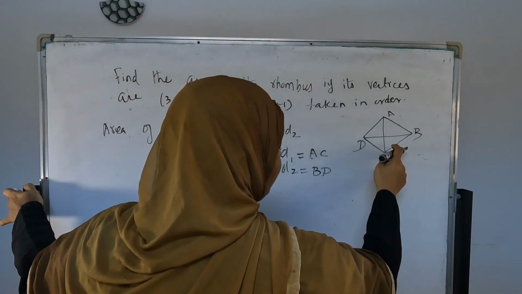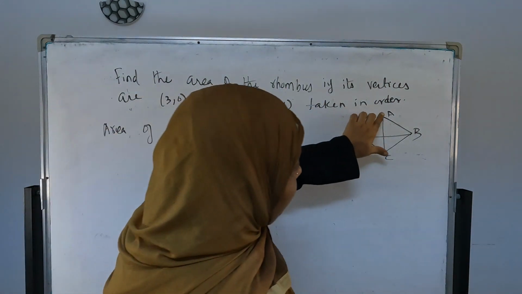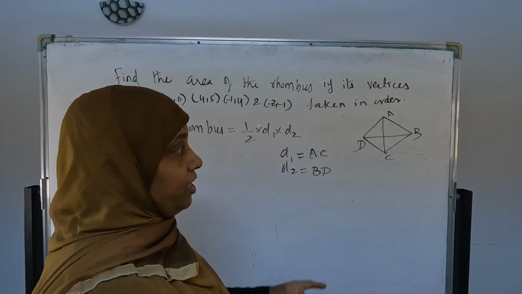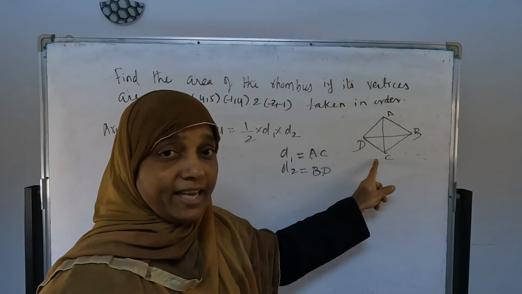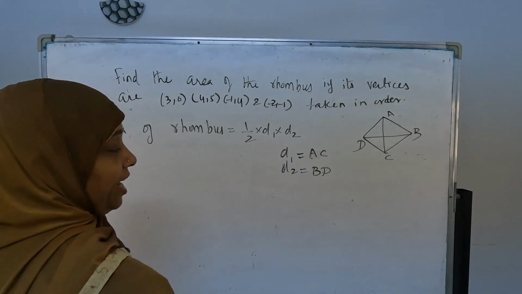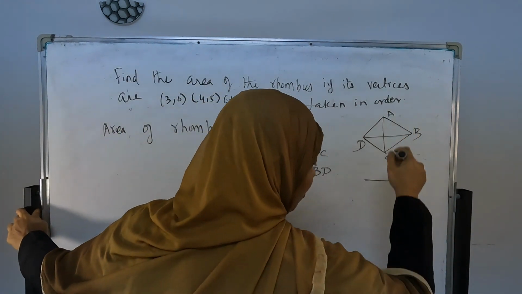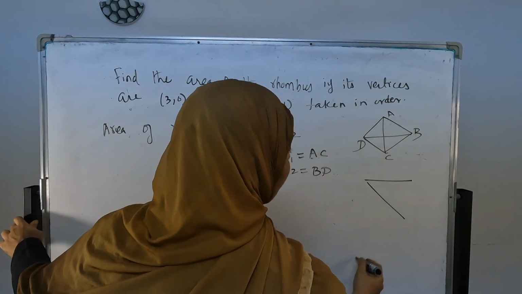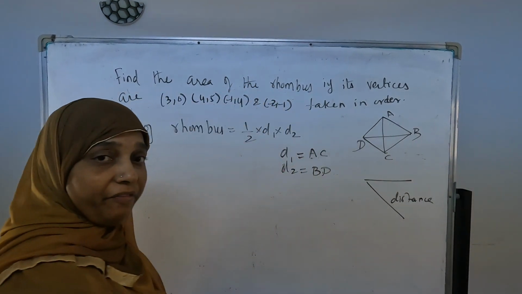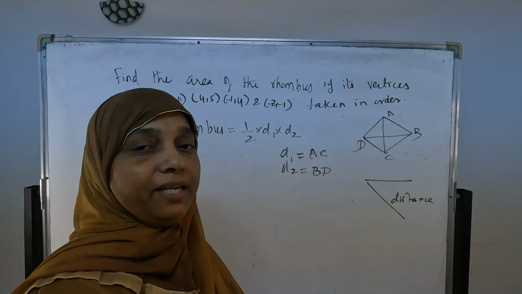To find this total length, this complete length, you have to use the distance formula only. So use the distance formula to find AC as well as BD. Wherever the length of the sides or diagonal length we want, use distance. Midpoint we need, center point we need, means midpoint.